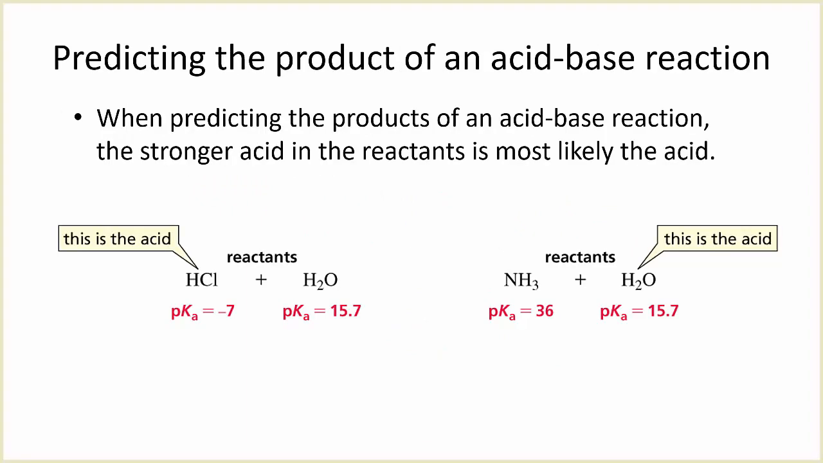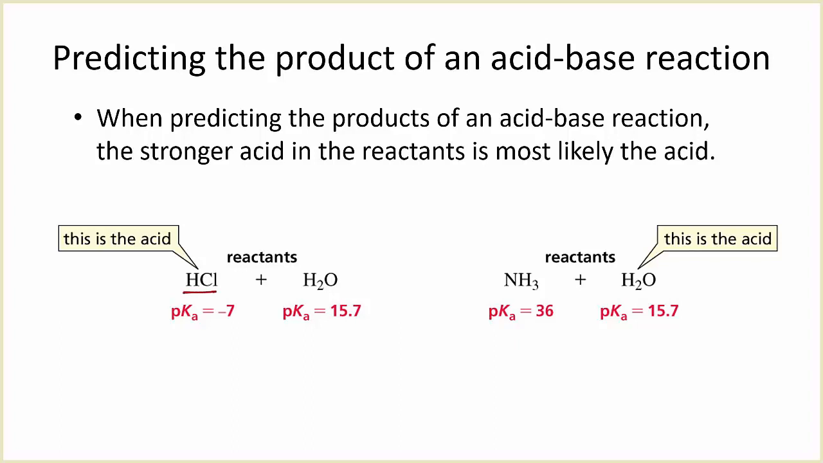Another skill that you need to have is to be able to predict which substance in a reaction is going to be the acid. The simple way to do that is to look at the pKa values, and the stronger acid of the two substances in a reaction will be acting as the proton donor, and the other substance will be the proton acceptor. So, for example, we have hydrochloric acid.